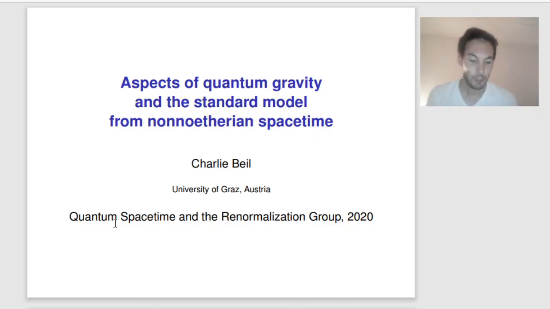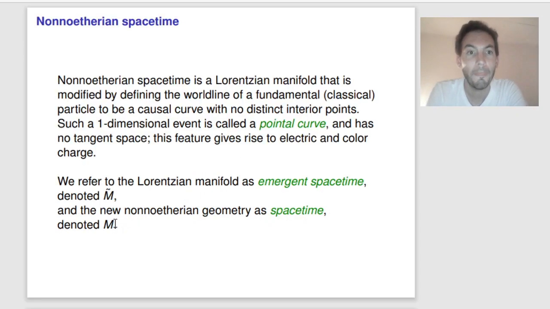Hello, this is a short video presentation for my poster, Aspects of Quantum Gravity in the Standard Model from Nonnoetherian Spacetime. Nonnoetherian spacetime is a Lorentzian manifold that is modified by defining the world line of a fundamental classical particle to be a causal curve with no distinct interior points. Such a one-dimensional event is called a pointable curve and has no tangent space. This feature gives rise to electric and color charge.